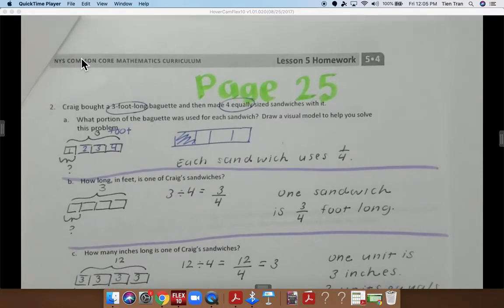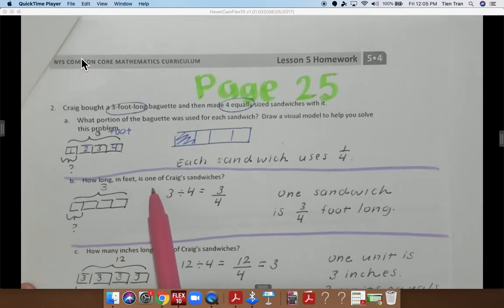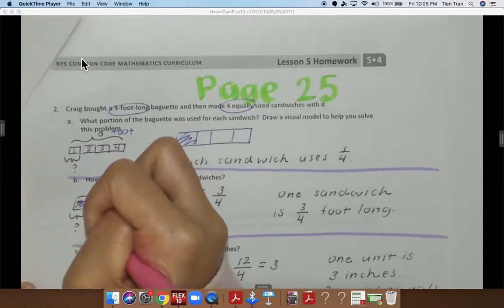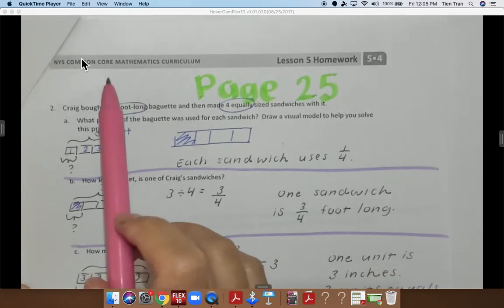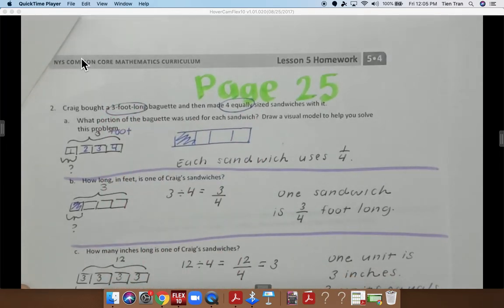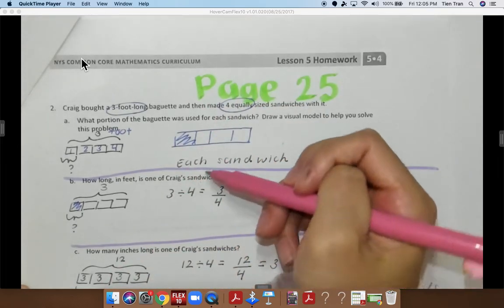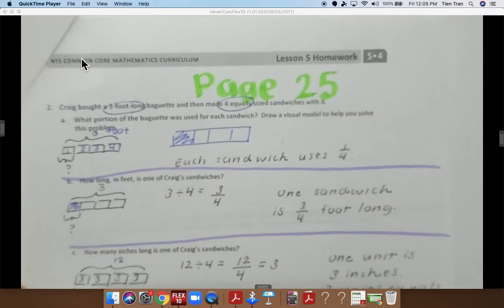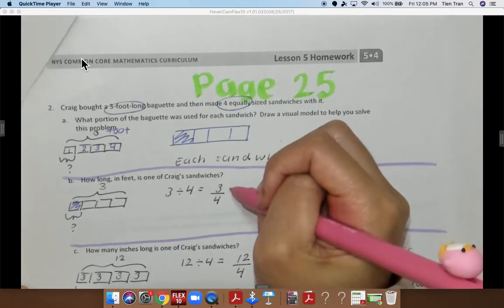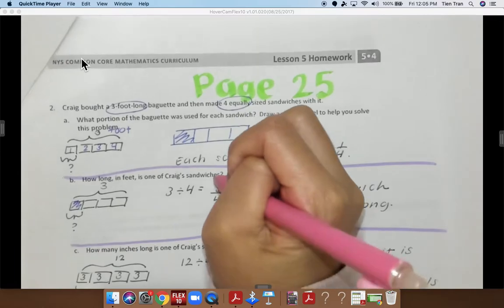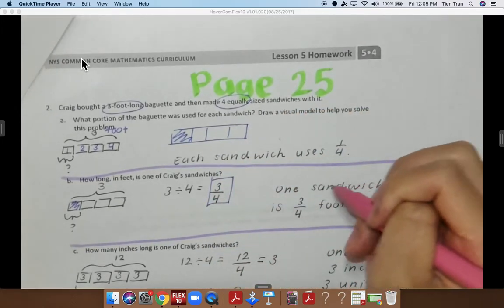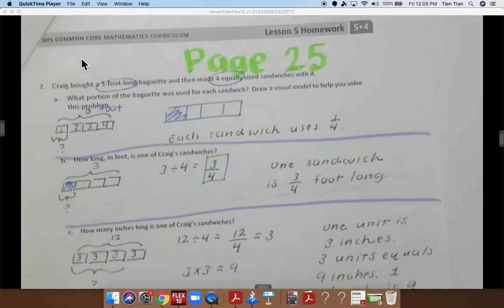For problem B, it asks, how long in feet is one of Craig's sandwiches? So now I need to figure out how long one of his sandwiches is. Earlier, they just wanted to know the fraction, and now they want to know what if I were to divide 3 feet by 4 equal sizes. So 3 divided by 4. I don't have to solve because the numerator is already smaller than the denominator, so you leave it as is. That is your final answer. One sandwich is 3/4 foot long.